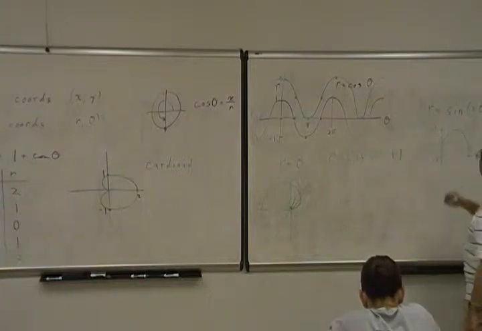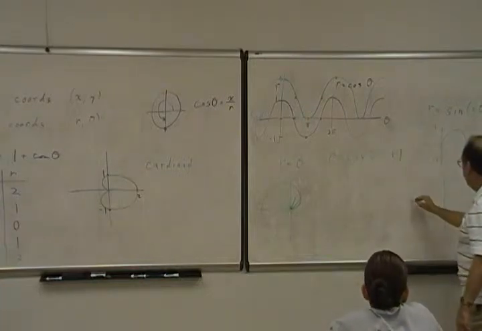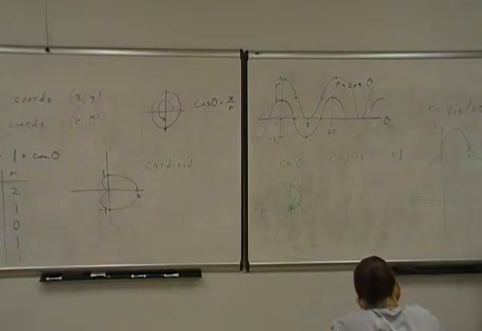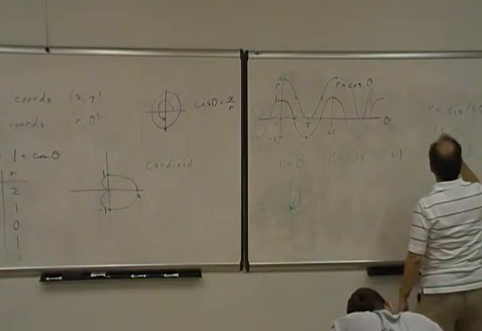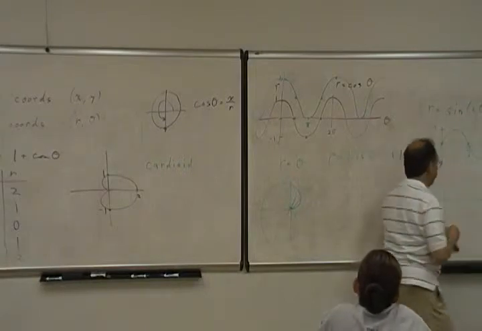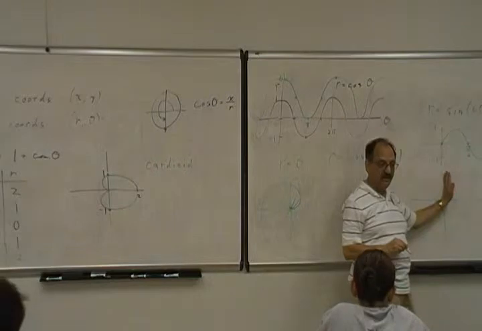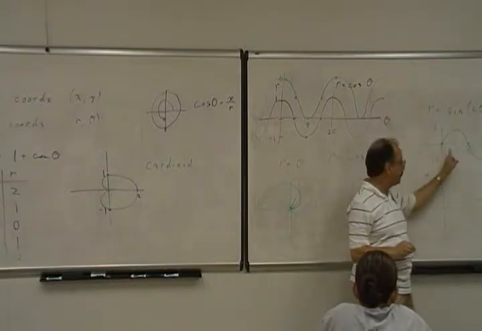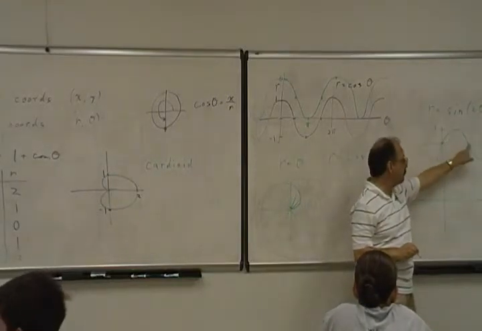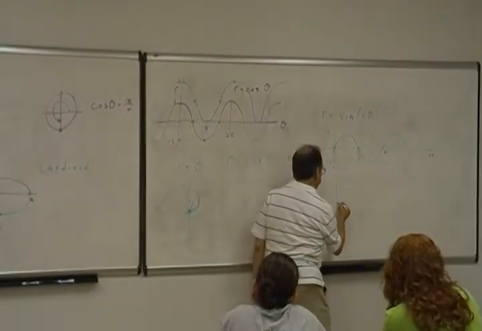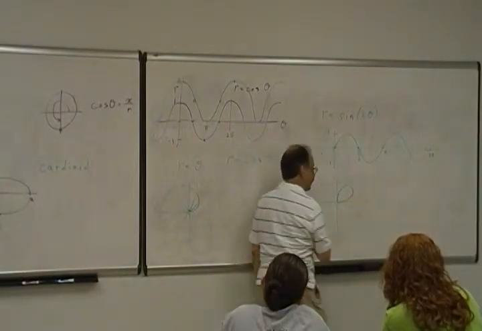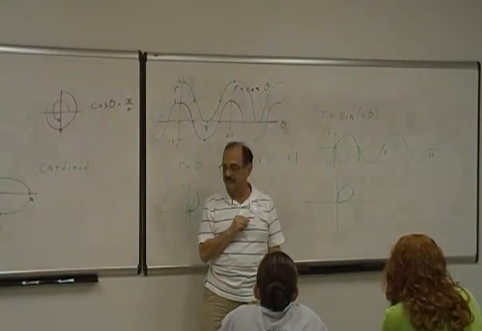The graph of this looks like a 4-leaf rose. As the angle goes from 0 to pi over 2, that sweeps out this quarter of the plane, right? And the radius goes from 0 to 1 back to 0. It goes around like that.